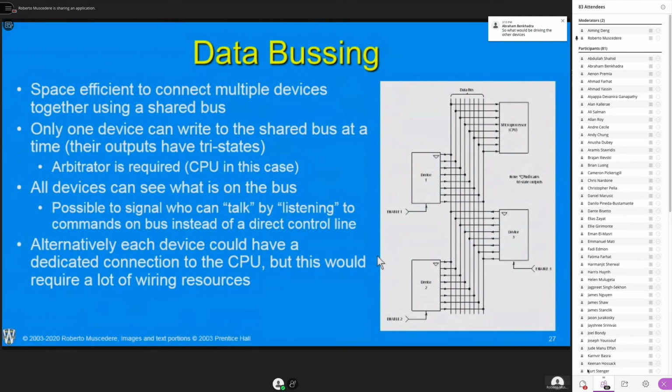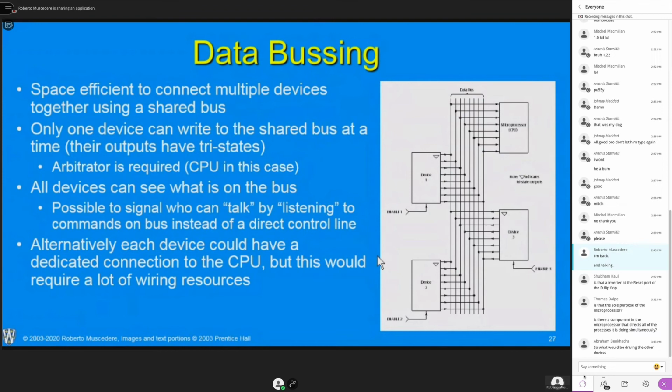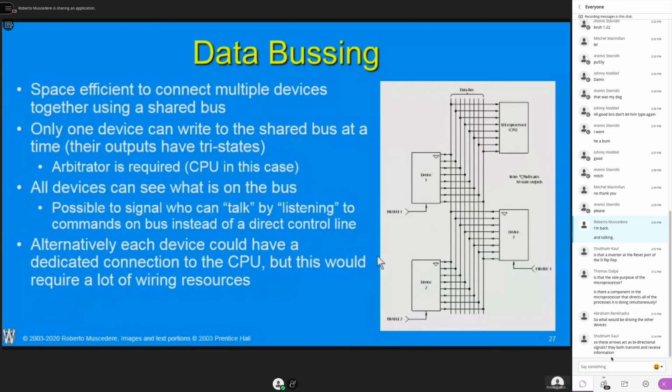Is there a component in the microprocessor that directs all of the processes it's doing simultaneously? It's usually not doing things simultaneously. In our simple design, it's not going to do things simultaneously. It's going to do one thing at a time. So what would be driving the other devices? In terms of telling them to talk, it's just the microprocessor. Now, what they're doing, they can't be active in that sense.